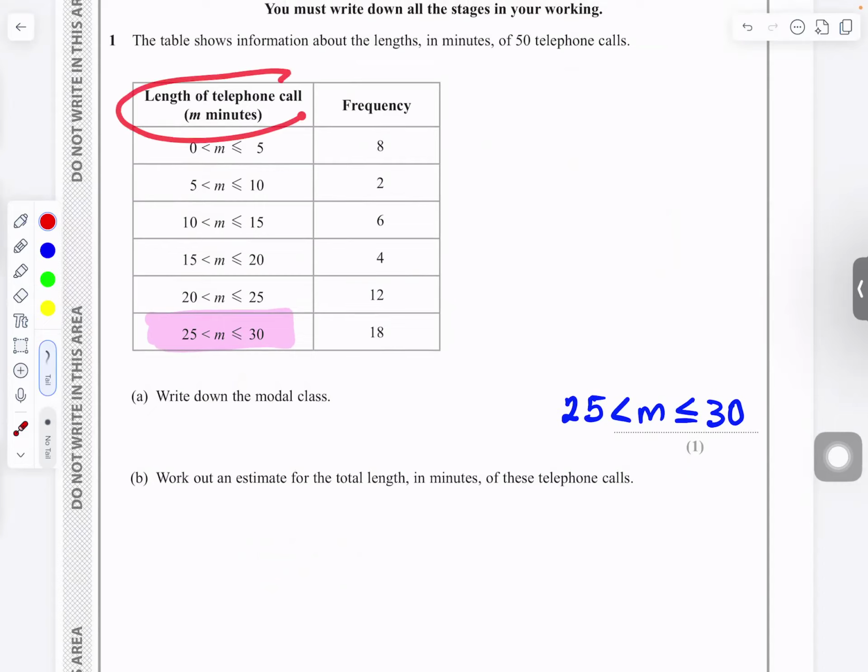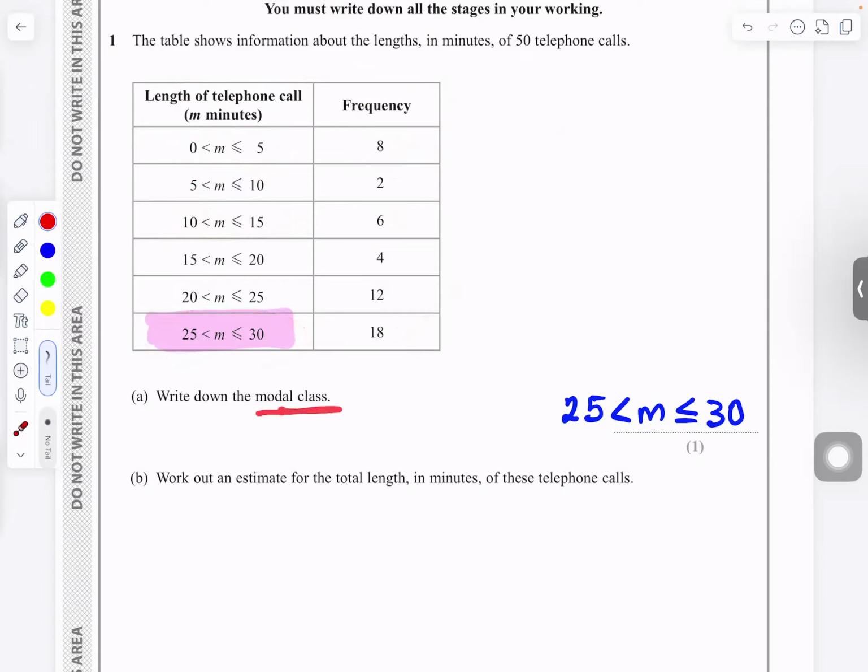So the length of the telephone call in minutes and frequency. Frequency means how many. So between 0 and 5 minutes, there were 8 telephone calls. Between 5 and 10 minutes, there's 2 telephone calls. Between 10 and 15 minutes, there's 6 telephone calls. So between 25 and 30 minutes, there's 18 telephone calls.